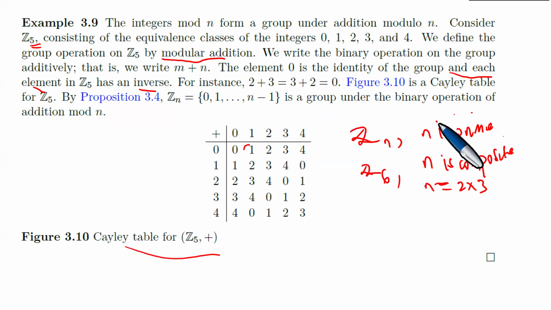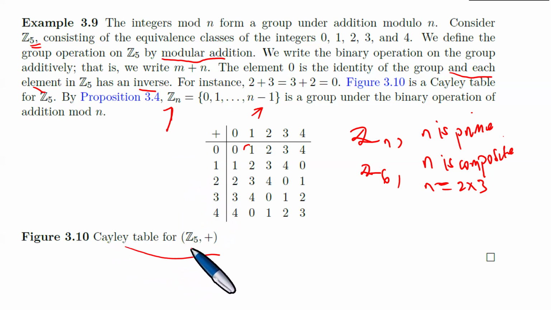Figure 3.10 is a Cayley table for Z5. By Proposition 3.4, which we went through together, about addition being commutative, multiplication being commutative, associative, and so on, Zn would be 0, 1, up to n minus 1. Because we have n here, it goes up to n minus 1. It's a group. This Zn is a group under the binary operation of addition modulo n.